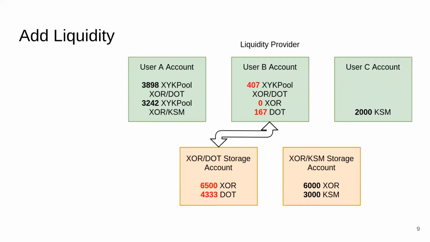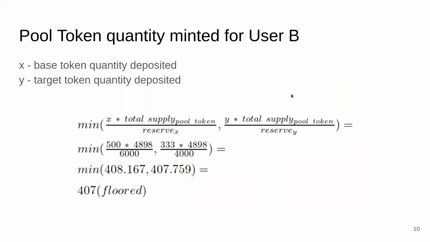So our second case is that user B also wants to add some liquidity. He wants to deposit 500 of XOR and 500 of DOT, but because there are already proportions in the XOR DOT pool, which were set by the user A account, he cannot deposit all of his tokens, but only 500 XOR and 333 DOT, so that the proportions in the pool are preserved. And he also received some pool tokens for that. And the calculations for the pool tokens in that case are the following, but let's not spend too much time here.